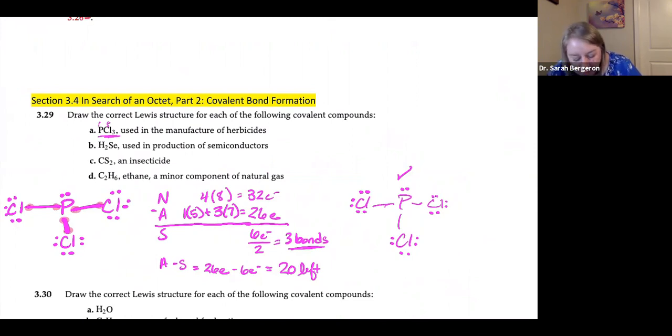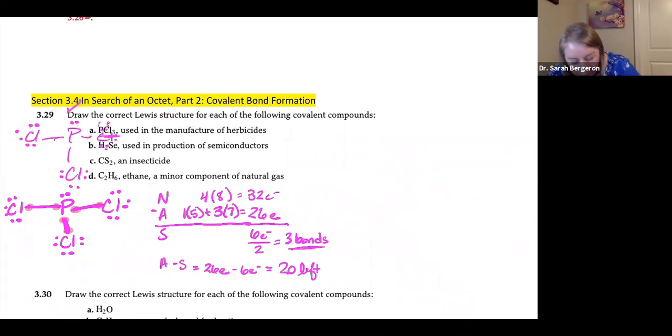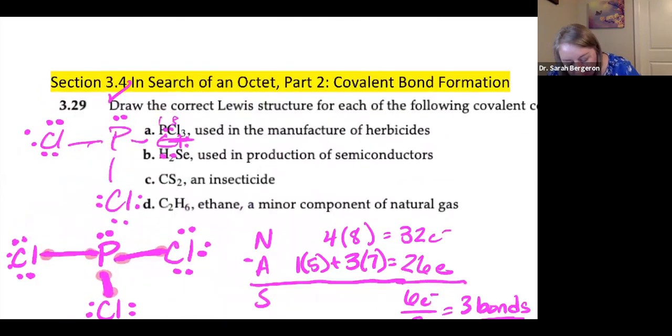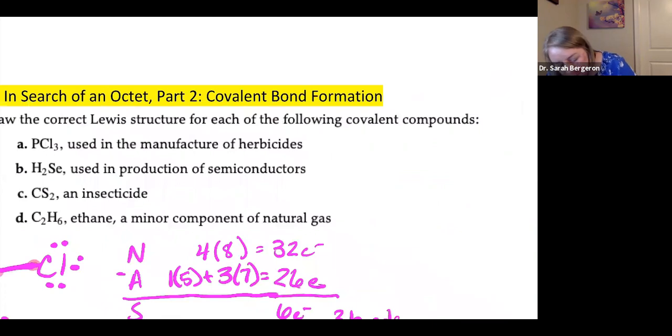H2Se is used in the production of semiconductors. Let's see. So let me move this. I want to take the whole thing because it's 2 of the same diagram that we did, right? So we'll just kind of shrink it. Maybe we'll shrink it. Me and technology sometimes. Okay, let me just delete it. Okay, so H2Se.